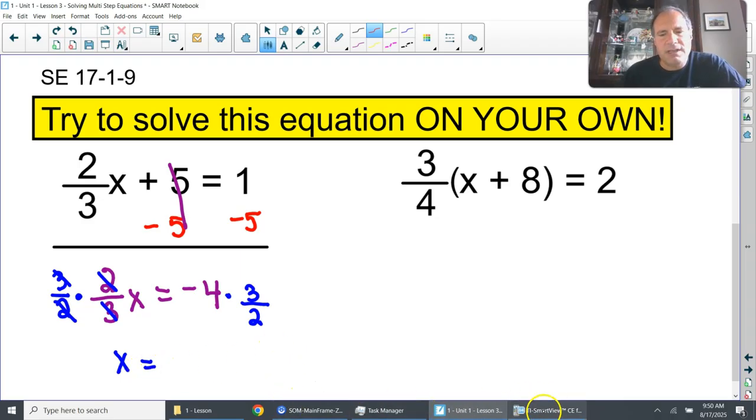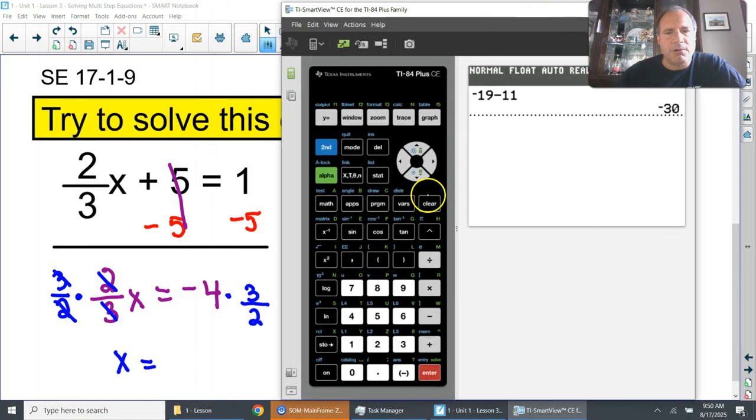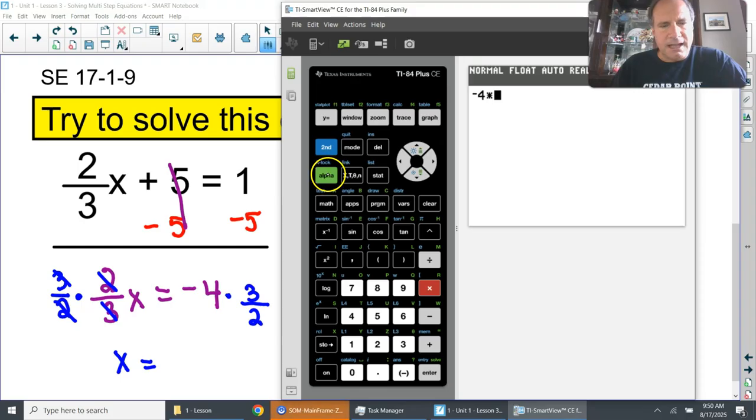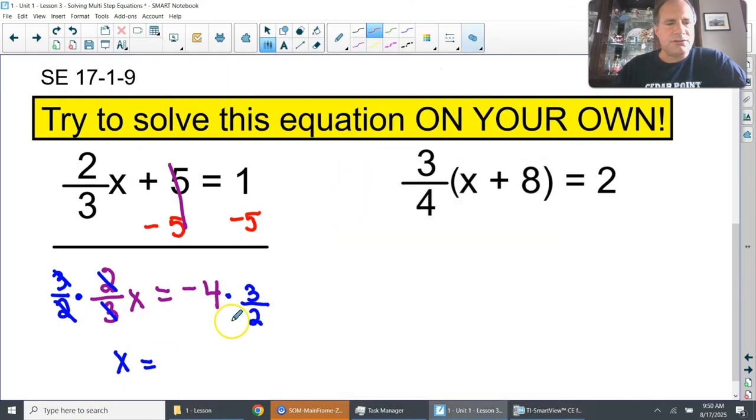All right, and then you just take your calculator and multiply -4 times 3/2. The way to get to the fraction symbol is either alpha x, and that brings up the fraction, or alpha y, and that brings up the other window. But look how easy this is, because you don't have to do it by hand anymore, and it becomes -6. That is nice and easy. -6 is your answer, and that's it.